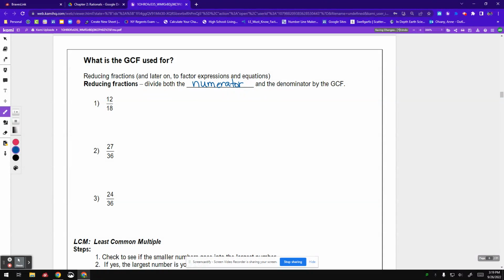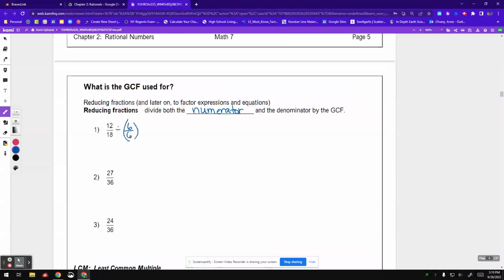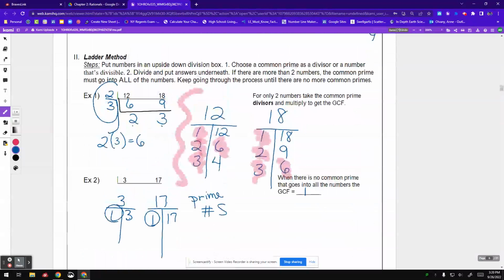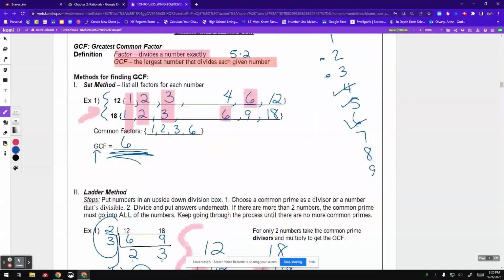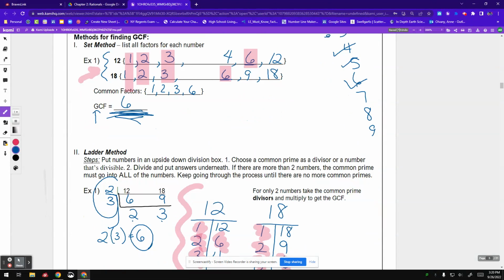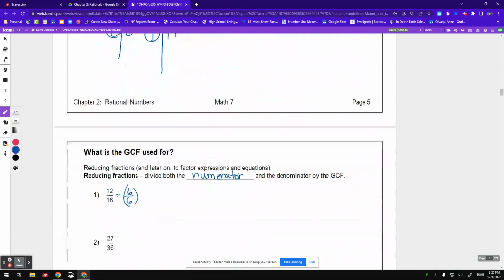So we already found the GCF of 12 and 18 twice, maybe 3 times already. So we're going to divide this by 6/6. And I got the 6 from the previous page. I got it from here, and I got it from here, because we did 12 and 18 two or three times.